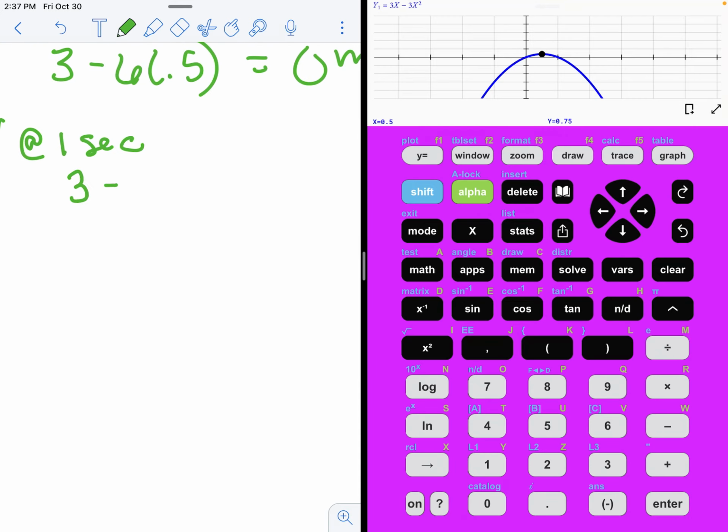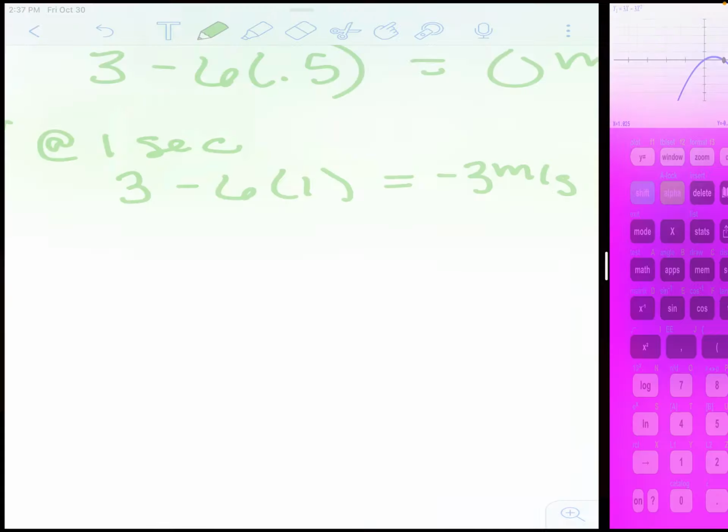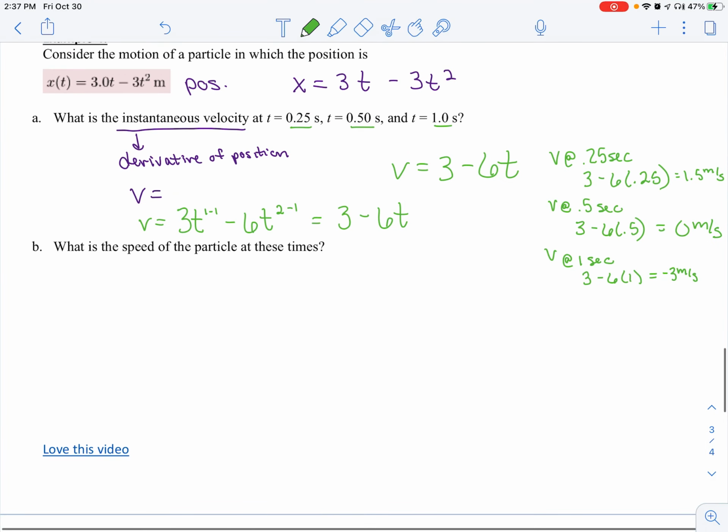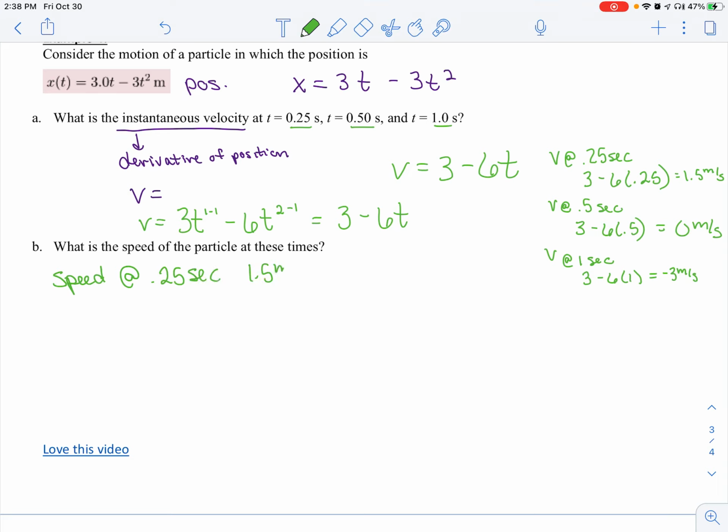And velocity at 1 second: 3 minus 6 times 1 is, look at that, negative 3 meters per second. And that totally makes sense according to this graph, because at 1, it would be going downhill, like the graph does, which is kind of cool to see. And it says, what is the speed at these times? So the speed at 0.25 seconds is the absolute value, so 1.5 meters per second. The speed at 0.5 seconds is 0 meters per second. And the speed at 1 second is 3 meters per second.